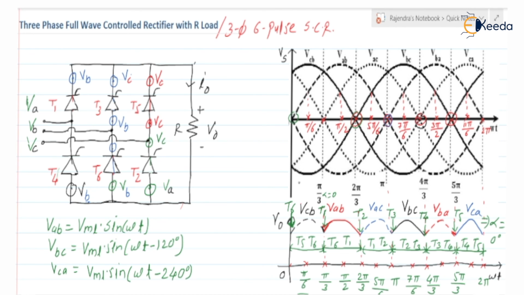Be careful. Corresponding to one input cycle, in the output we are getting 6 pulses, right? So that's why it is a 3-phase 6 pulse. In the next video, we are going to discuss the same circuit operation for non-zero values of alpha.